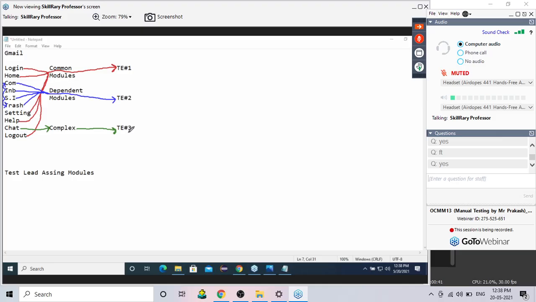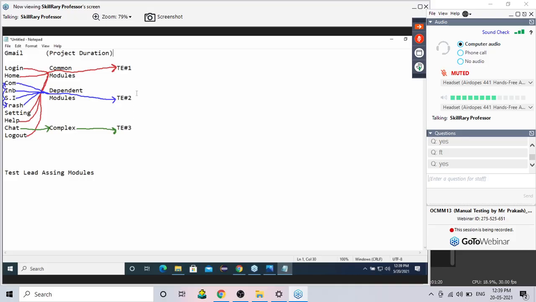Okay. Now carefully listen. Now assume, guys, totally this project duration was 3 months. Let's assume like this. Project duration is 3 months. Now the question is, is the time given for testing for test engineer 1, 2 and 3 the same or different? Because test engineer number 1 is assigned with 5 modules, test engineer number 2 is assigned with 4 modules, and test engineer number 3 is assigned with only 1 module.